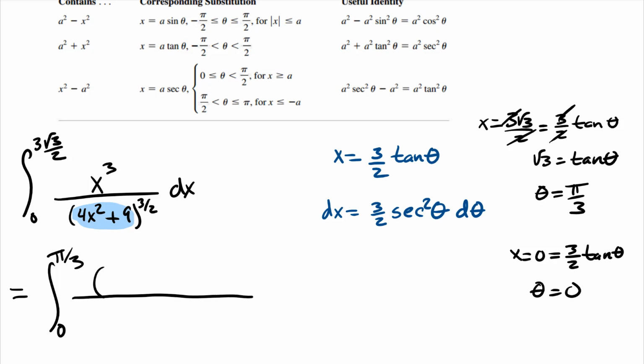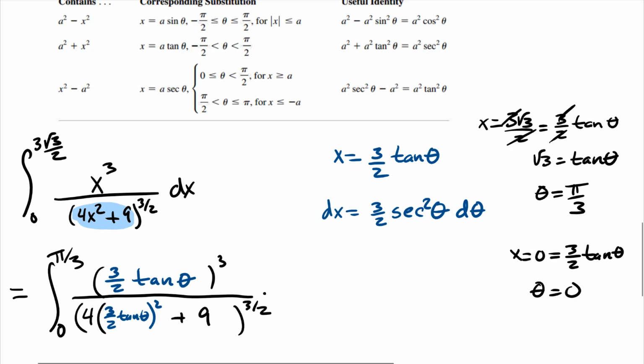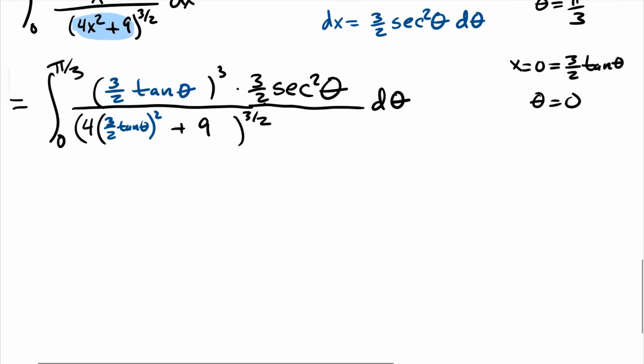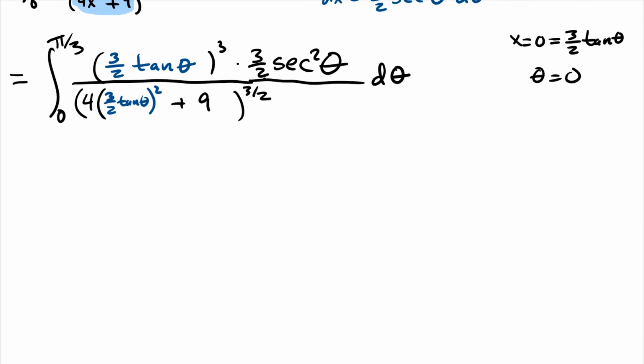So we're going to take our top and we're going to cube it. So that's your 3 halves tangent of theta. And then down below, we have something to the 3 halves power. So we have 4 times 3 over 2 tangents of theta squared plus a 9. But oh, nope, we still have more stuff to do here. We still have our 3 halves secant squared of theta. Then there's our d theta. Look how beautiful that is, huh? Oh my goodness, huh? All right, so we have 0 to pi over 3.